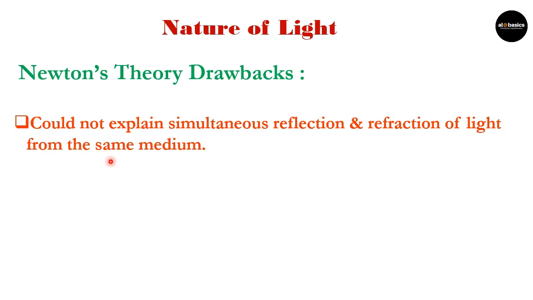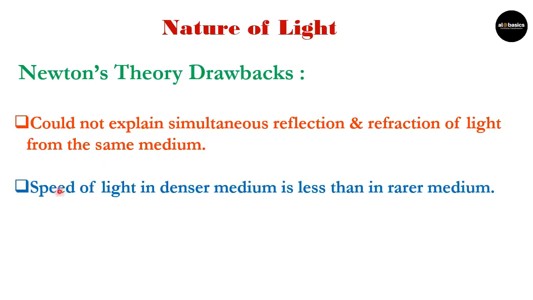The next thing is, the speed of light in denser medium is less than that in rarer medium. This was afterwards proved by the scientist Foucault. He experimentally measured the speed of light in denser medium and rarer medium, and he found that the speed of light in the rarer medium is greater than that of the denser medium.